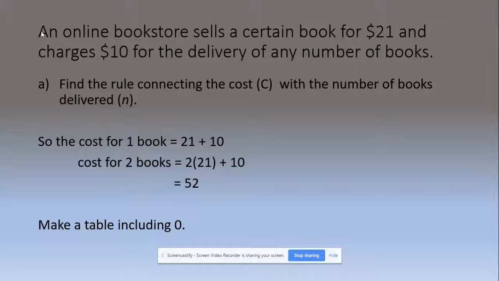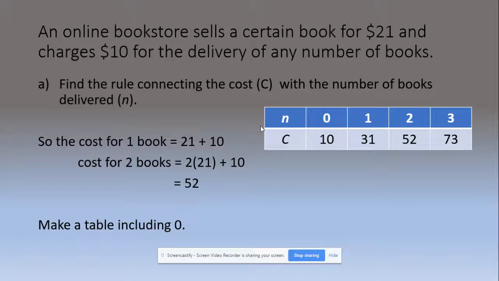So what you've got to do now is make a table. You only have to do about 3 or 4, but just remember to always include 0. So in my table, I've got N on the top, because that's the number of books: 0, 1, 2, and 3. That's more than enough. If I buy one book, it's going to be $31. We worked out if it was 2 books, it would be $52. If we buy no books, the delivery charge will just be $10. And then I just did an extra 1.